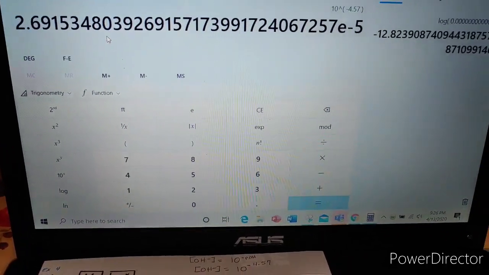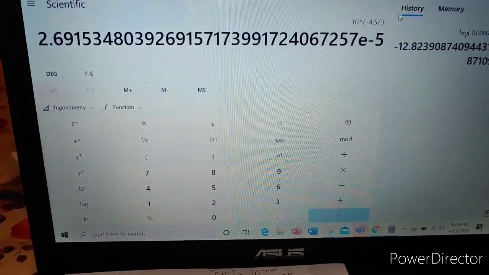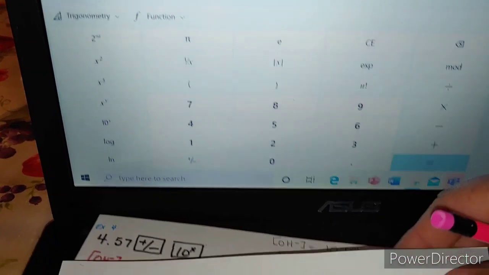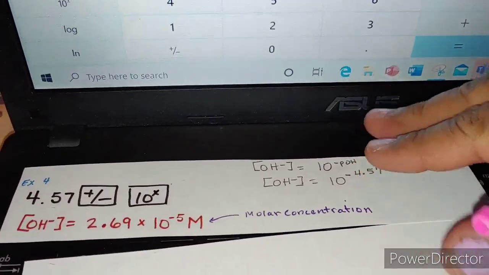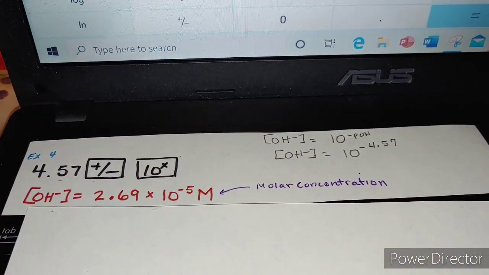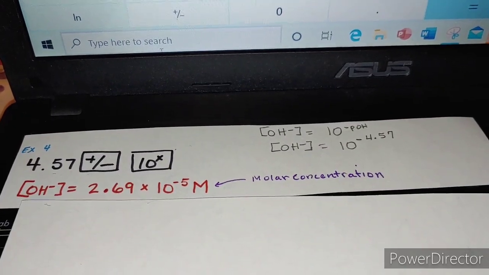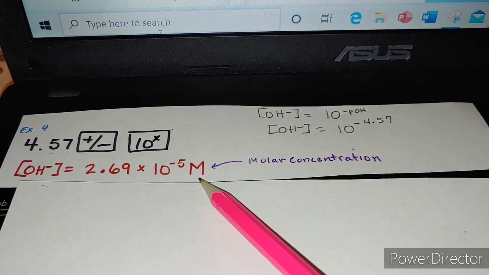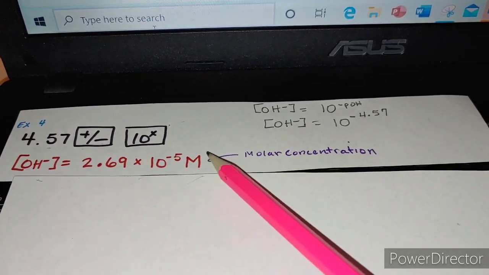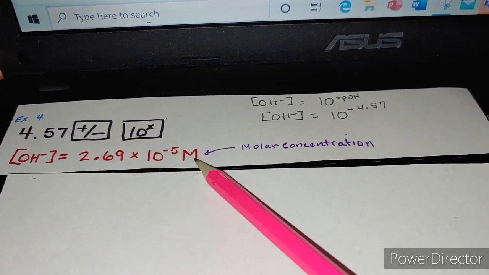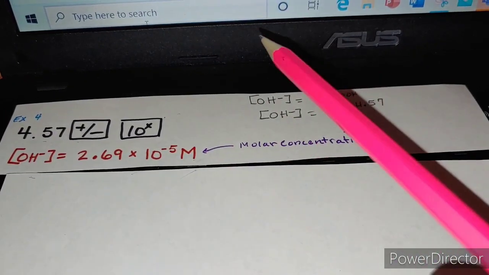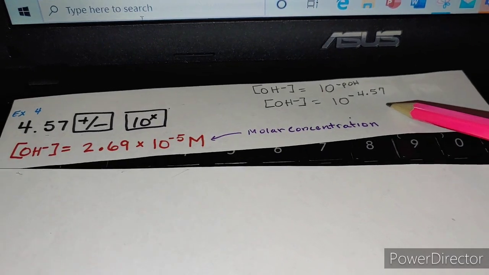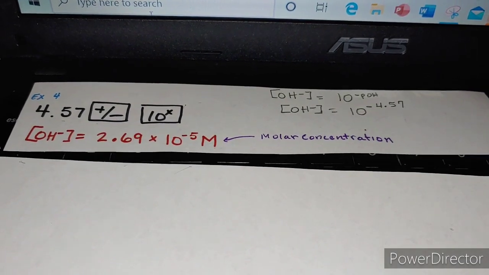It would be 2.69153, and so on. We're going to round it. So E, remember, means times 10. So it's times 10 to the negative 5. So when we write it down, hydroxide ion concentration is 2.69 times 10 to the negative 5th. And again, just like the hydrogen ion concentration, hydroxide will use a unit, and the unit is M for molar concentration. And again, we can go ahead and figure out what the pH is, but I'll tell you here in a bit.